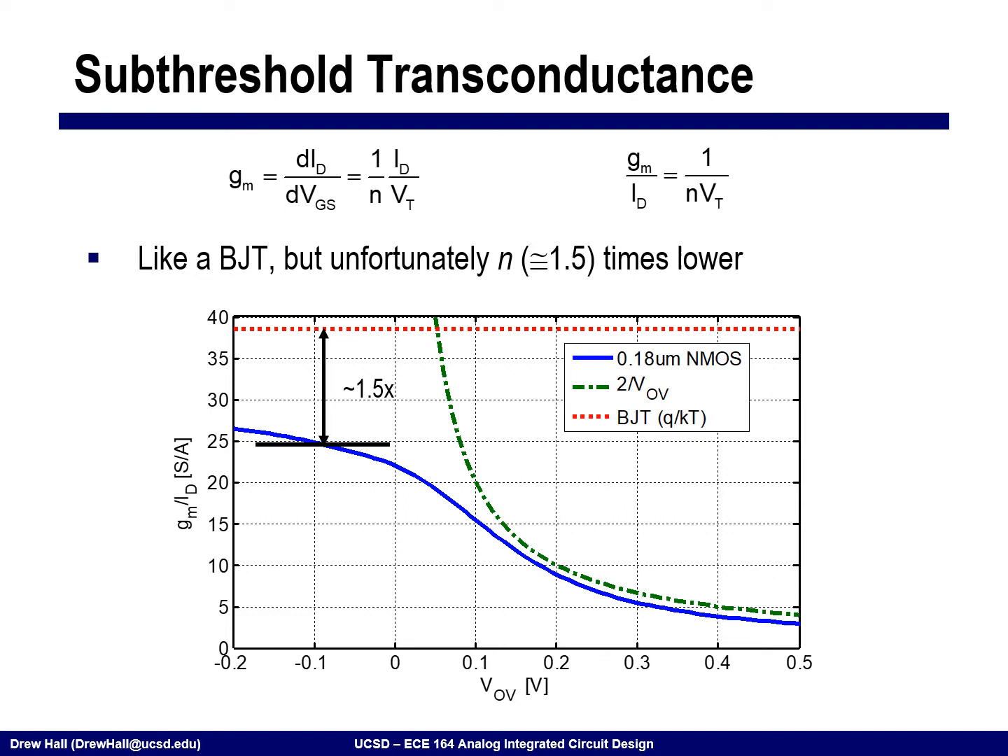All right, so if we look back at the GM of this device, if I take the partial derivative of the drain current with respect to VGS, I would get that it's 1 over N times ID over VT for a MOSFET in subthreshold. And GM over ID is then 1 over N VT. And so if you look at this plot, this was our BJT. And if we go down roughly 1.5x from, just rounded up, call it 40, we end up at 25. So this is actually relatively good behavior, and it matches what we would expect from theory here.